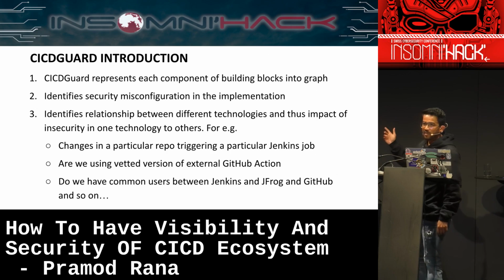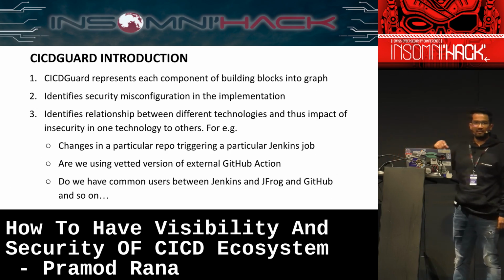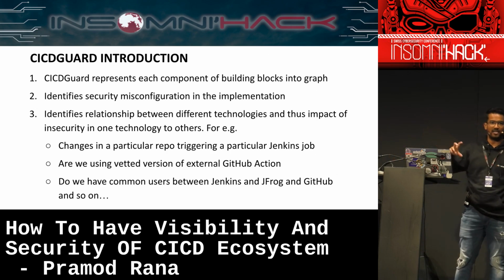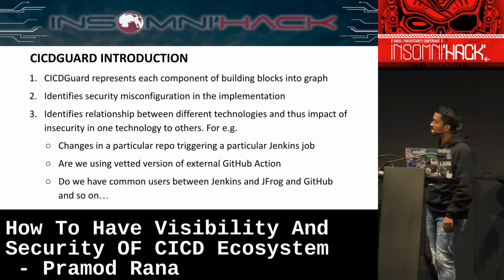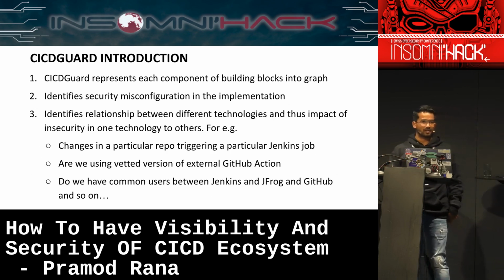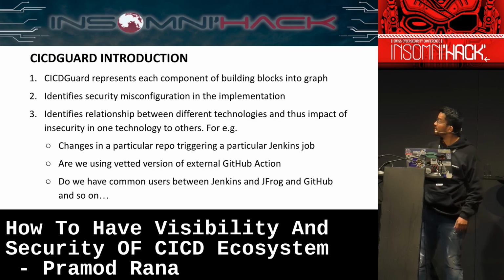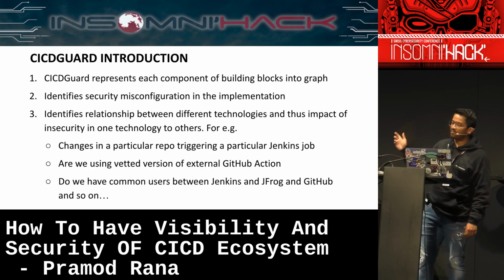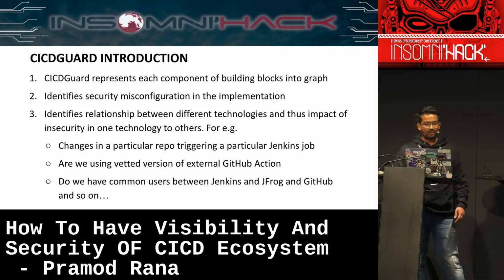So first, for the visibility part, it converts everything into a graph, with nodes, and the edges represent the relationships. Then it identifies the industry security misconfigurations in the technologies. And on top of that, it identifies the relationship between the different components.